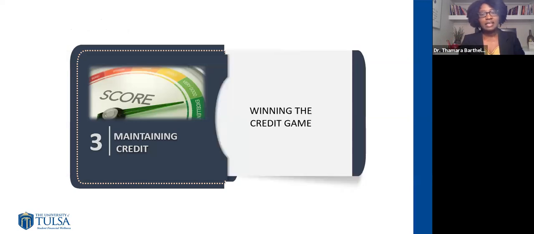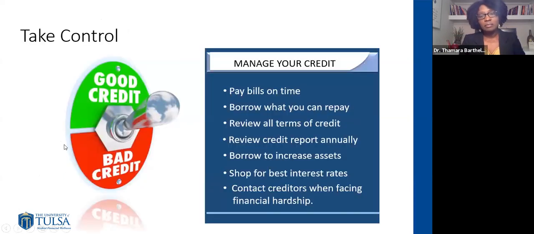And how do you maintain credit? Maintaining credit is not hard. A lot of people may think that it is hard, but it really isn't. The first thing that we have to be able to do is pay our bills on time, okay? Borrow only what we can repay.